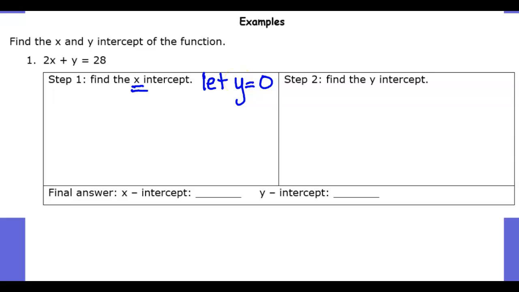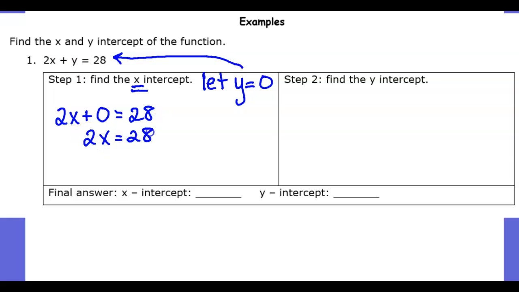All right, what does that mean? It means I simply plug in y equals 0 in the equation. So y is 0. So this would become 2x plus y, well, y is 0, equals 28. Or 2x equals 28, and I divide by 2, my x is 14. Okay, the final answer, the x-intercept, is the x is 14 and your y is 0. Remember, the x-intercept is an ordered pair, so don't forget about having that y value listed.